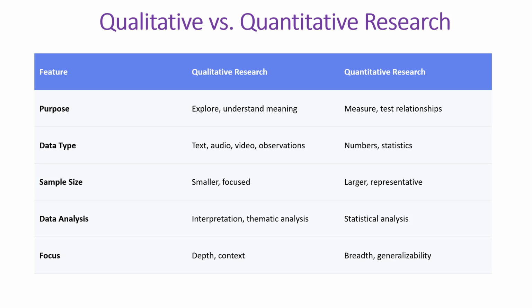In contrast, quantitative research aims to measure and test relationships. In the same program, surveys might measure what percentage of children are malnourished or test whether supplement distribution improves nutrition outcomes. Data type. Qualitative research relies on text, audio, video, and observations.